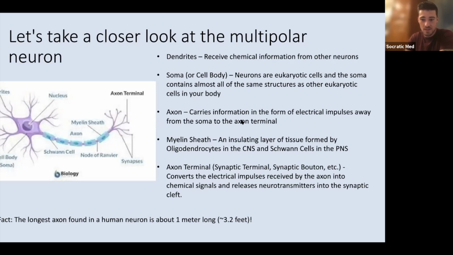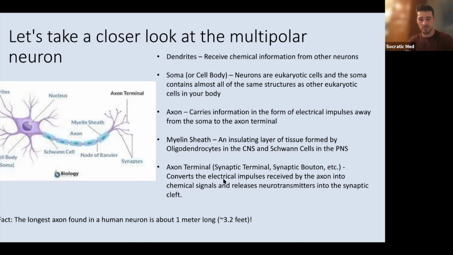The myelin sheath is an insulating layer of tissues formed by the oligodendrocytes in the central nervous system and the Schwann cells in the peripheral nervous system. So these are 2 of the glial cells that I was talking about before. They're support cells. They don't transmit information like neurons do, but they are essential for the nervous system. They insulate the axon, and we're going to talk a little bit more about them later.